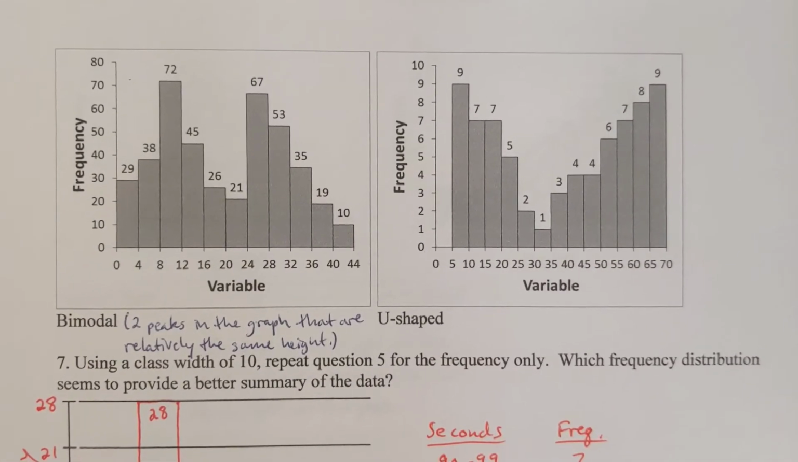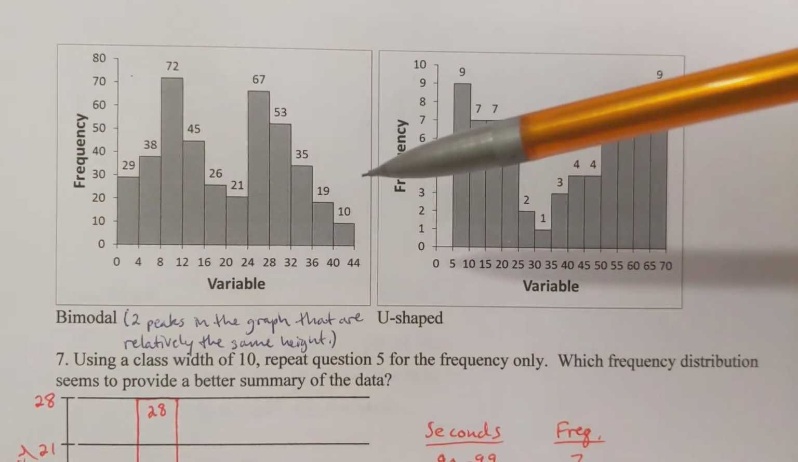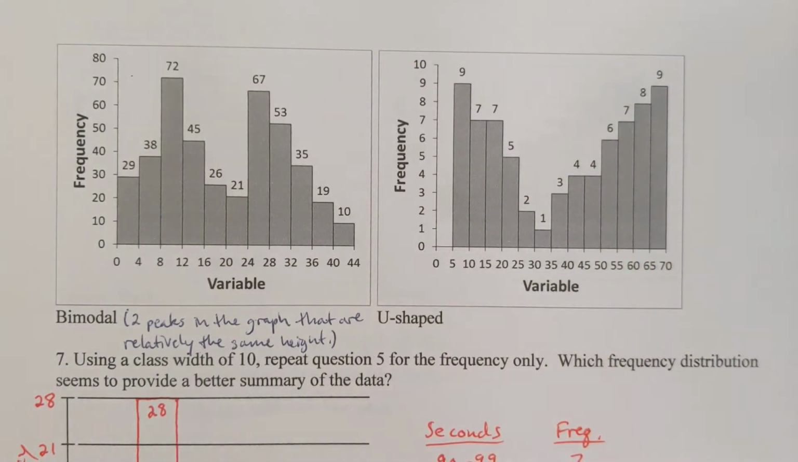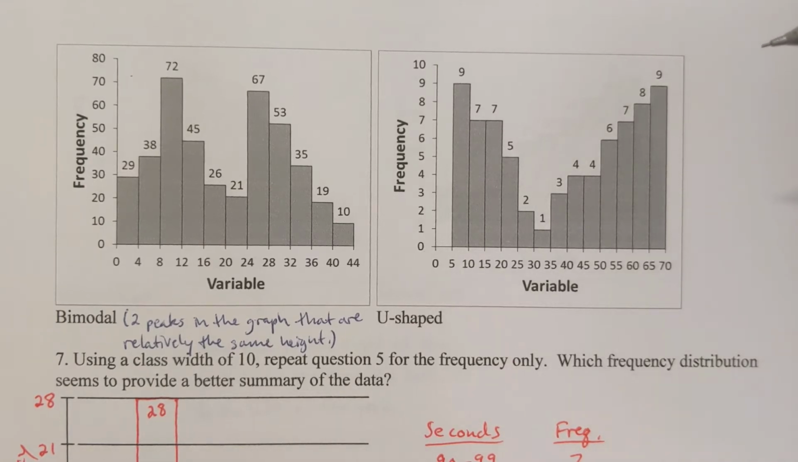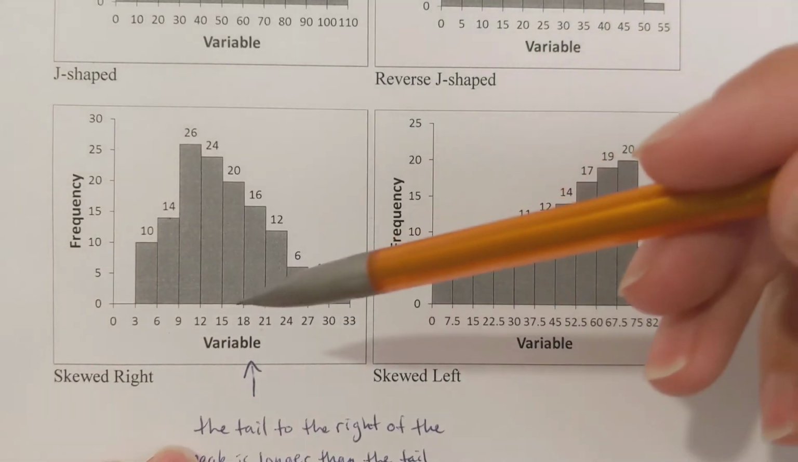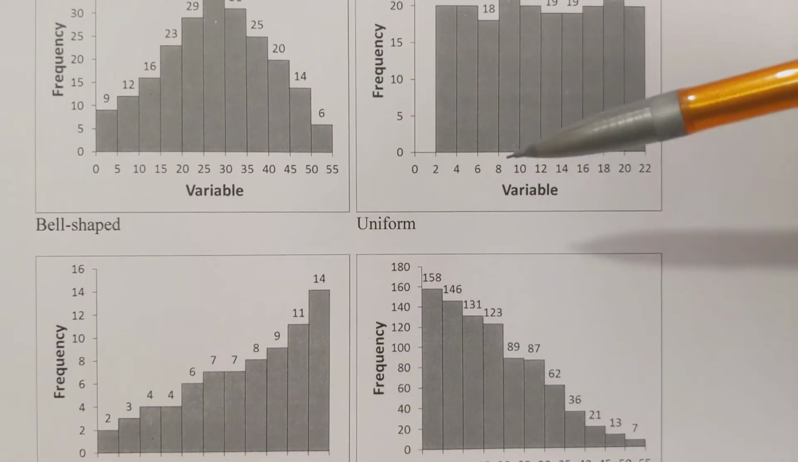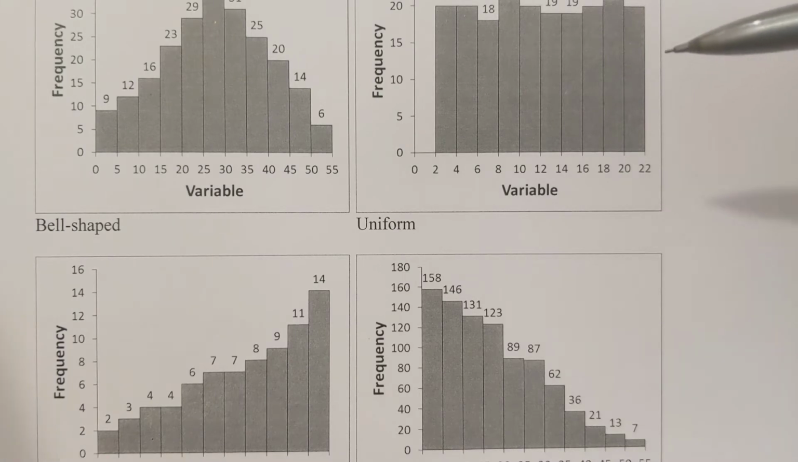There's some more. So bimodal, this is on the next page. Bimodal would mean that there's two modes, okay, and so there's two bumps in the graph. And U-shaped would be if the tips of the bars make the shape of a U. Okay. Now, honestly, your book chooses to focus on skew to the right, skew to the left, bell-shaped, and uniform. Okay. These other ones are kind of common ones, but your book doesn't talk about them at all.